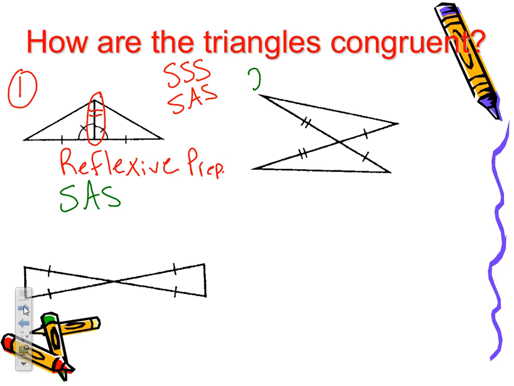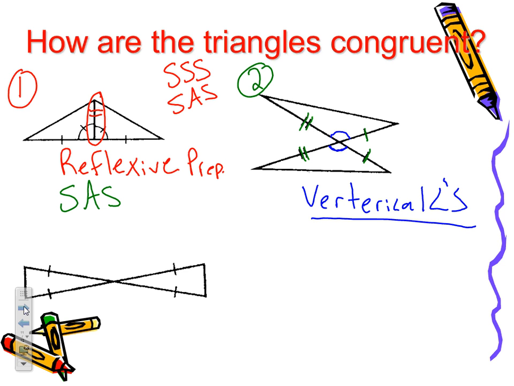Come over to example number 2. We only have 2 pieces of information. We know that this side is congruent to this side, and this side is congruent to this side. We need a 3rd piece of information. And if we think back, we remember that this is congruent to this because of vertical angles. So anytime we see vertical angles, I need you to write it down and put it into your picture. Now we can say that these are congruent because of side, angle, side.